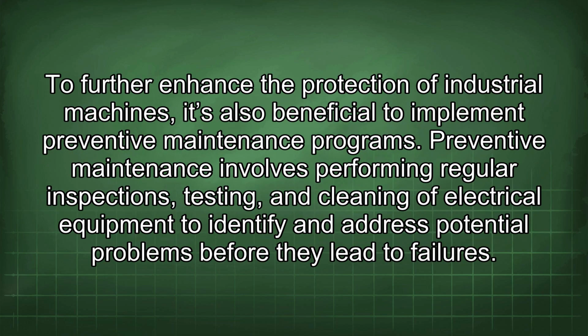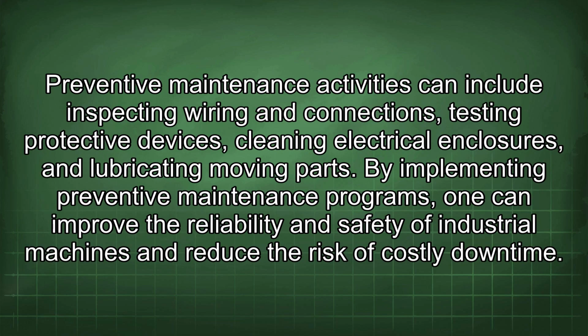To further enhance the protection of industrial machines, it's also beneficial to implement preventive maintenance programs. Preventive maintenance involves performing regular inspections, testing, and cleaning of electrical equipment to identify and address potential problems before they lead to failures. Preventive maintenance activities can include inspecting wiring and connections, testing protective devices, cleaning electrical enclosures, and lubricating moving parts. By implementing preventive maintenance programs, one can improve the reliability and safety of industrial machines and reduce the risk of costly downtime.